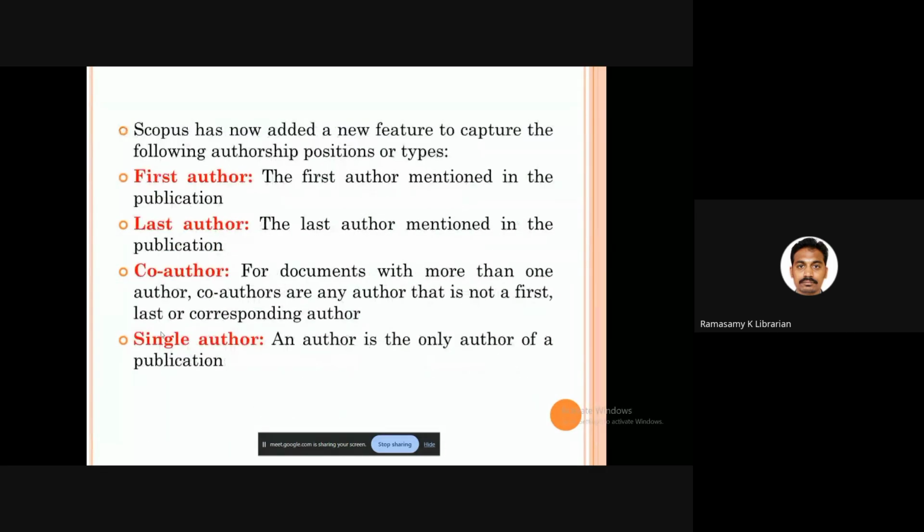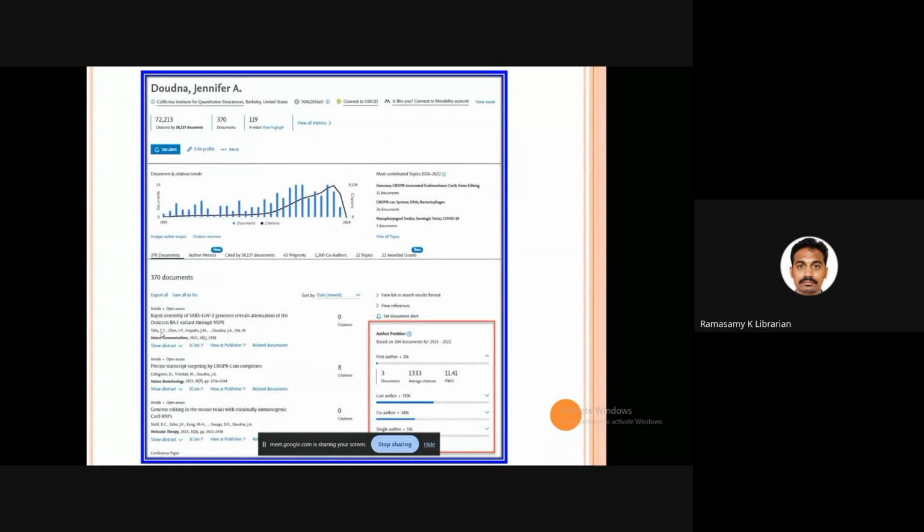I'll just show you here. This one particular author called Jennifer, his Scopus page, I think it's very clear now. See, as the only author, he has published only 3 papers, solo performance. He has got 3 documents. His average citation is 1333. Then he has appeared as the last author in 104 documents, with his average citations. And he is the co-author in 70 papers. And he is the first author in 3 papers. And he is the only author in 10 papers.